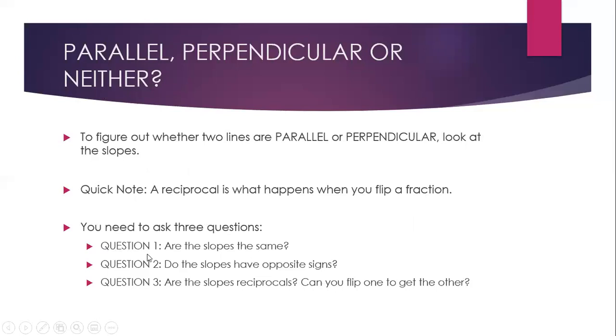Question number 1, are the slopes the same? If they're the same, that tells us something. Question number 2, do the slopes have opposite signs? If they have opposite signs, that tells us something. Question number 3, are the slopes reciprocals? In other words, can you flip one to get the other? Now we're going to ask those 3 questions of any 2 lines that are given, in that order, and we'll see what happens.